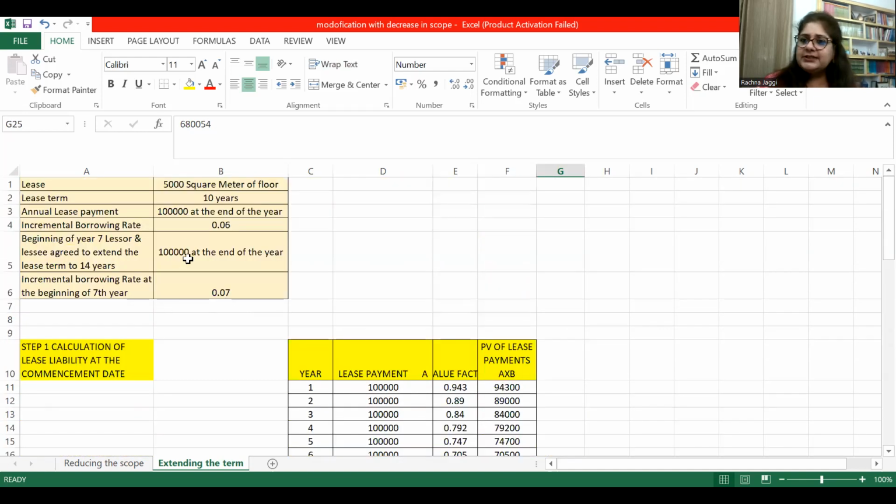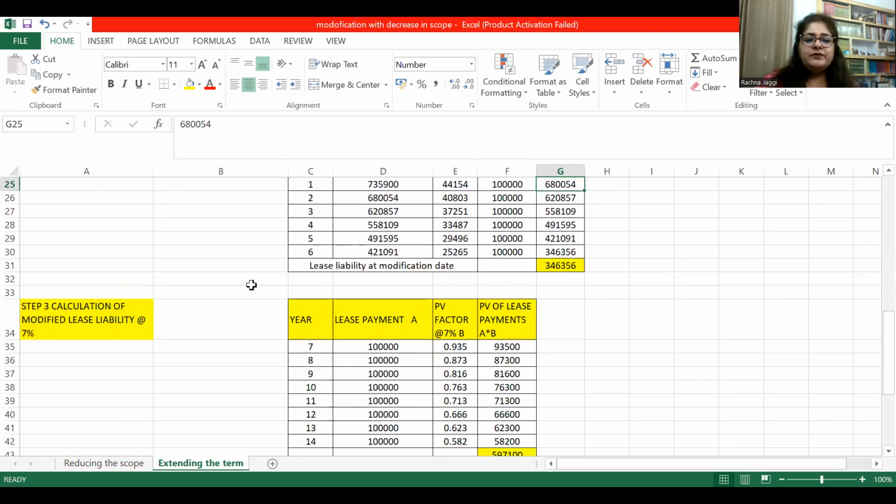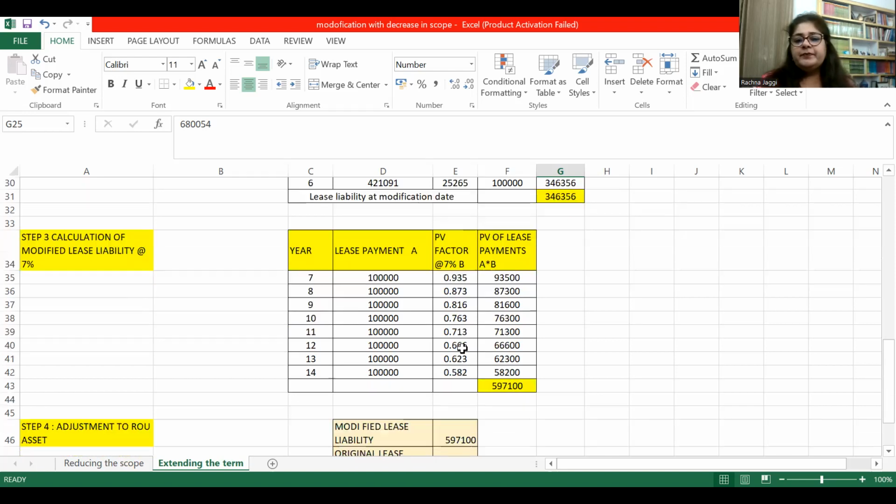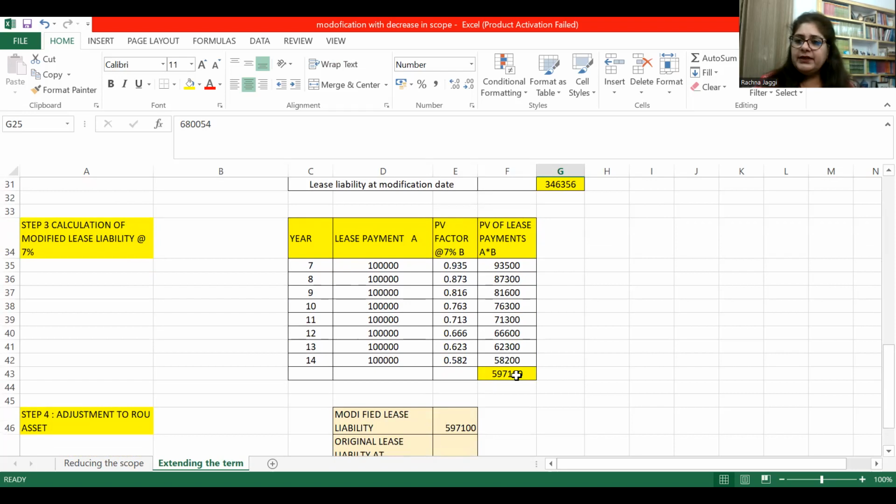Now step 3 is that I'll calculate the new modified lease liability as per the new terms. Actually, there is only an extension in the lease term, and there is a change in the incremental borrowing rate, right? So I have to calculate from year 7 to year 14. My lease payments remain the same. My present value as per incremental borrowing rate is 7%. Earlier we were having 6%. Now it's 7%. And this gives me the lease liability of 5,97,100.